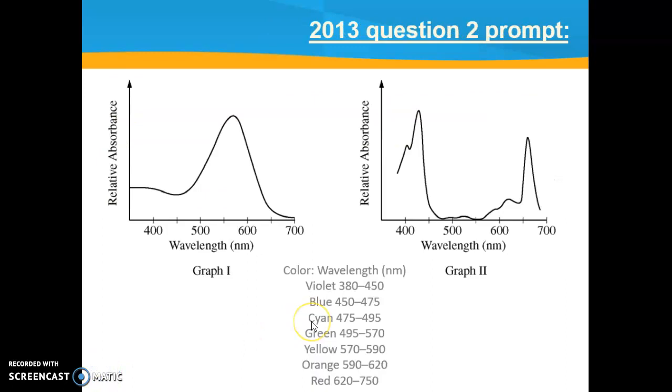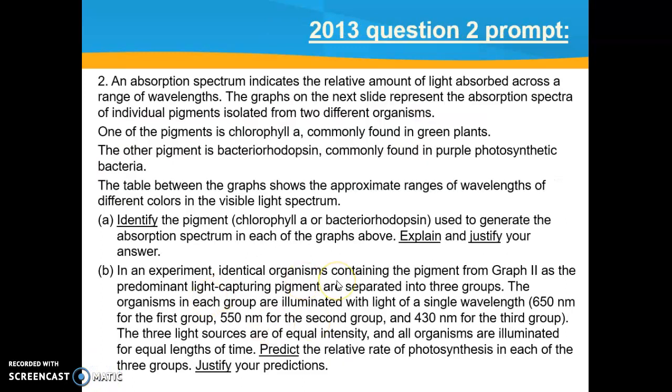Okay, so let's go back and look at part B. Now they're talking about an experiment, and they tell you all these different things that we're doing in that experiment, and they want you to predict the relative rate of photosynthesis. Now, when they say relative, they really just want you to say the highest, the lowest, in the middle. They're not asking you to give a number.